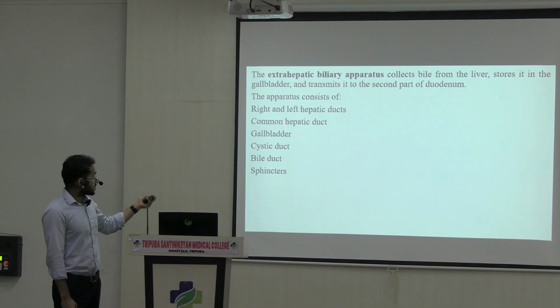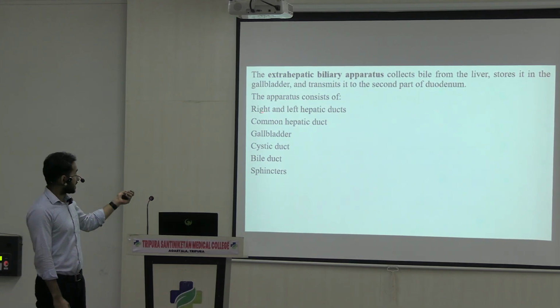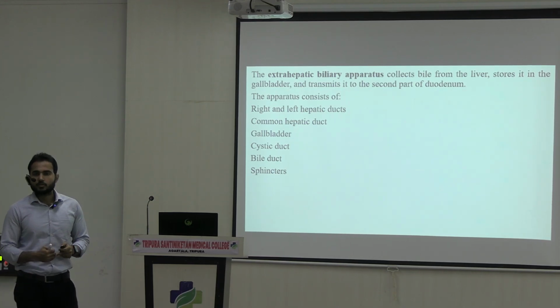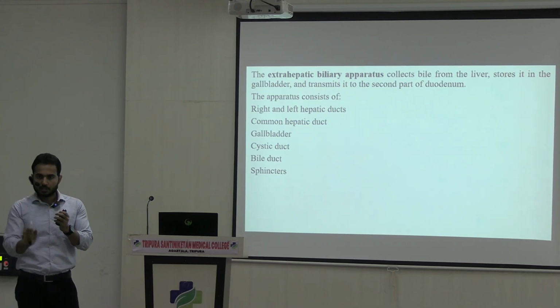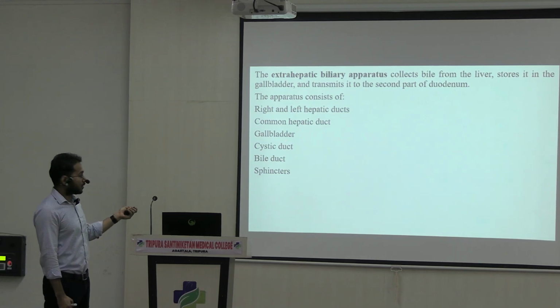So these are the parts of the extrahepatic biliary system. In the extrahepatic biliary system we have the right and left hepatic ducts. From where are they coming out? From the two lobes of the liver, the right lobe and left lobe. The right and left hepatic ducts will join together to form one duct, that is called the common hepatic duct. As simple as that.